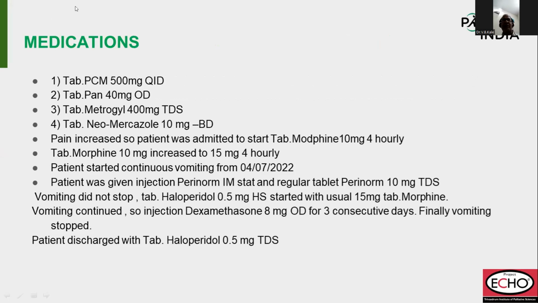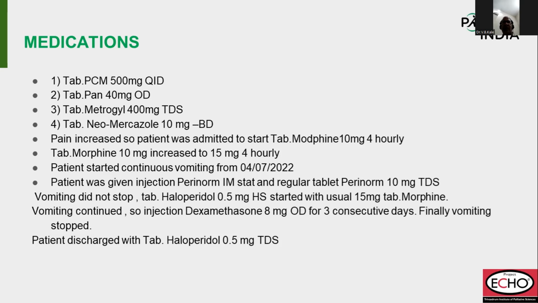The medication: he was on tablet paracetamol 500 QID, tablet pantoprazole 40 milligram OD, tablet Metrogyl 400 for maggots control and foul smell, and tablet Neomercazole 10 milligram BD for hyperthyroidism. The pain increased, so the patient was admitted to start tablet morphine, and we started 10 milligram 4 hourly as the standard dose. Tablet morphine 10 milligram was increased to 15 milligram because the pain did not subside.